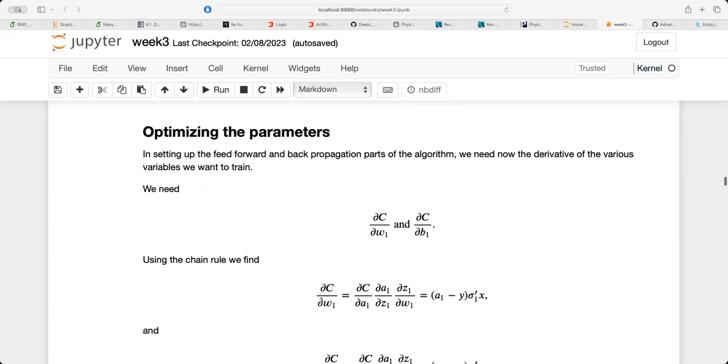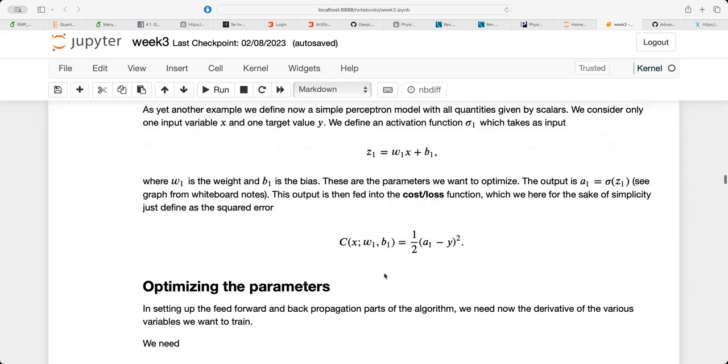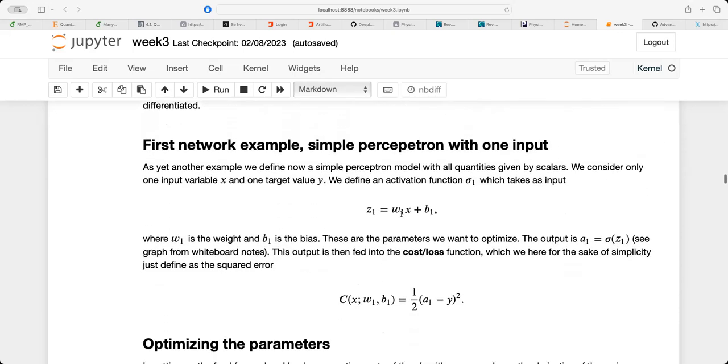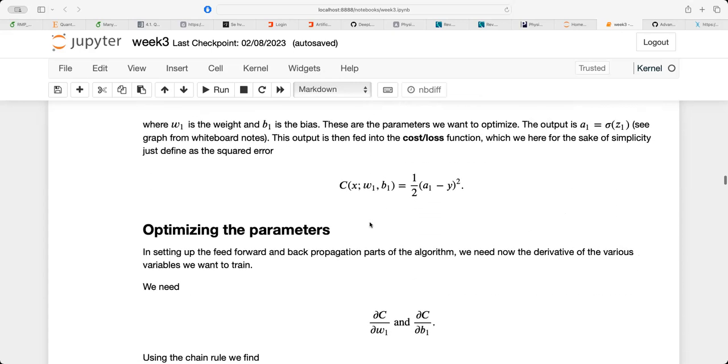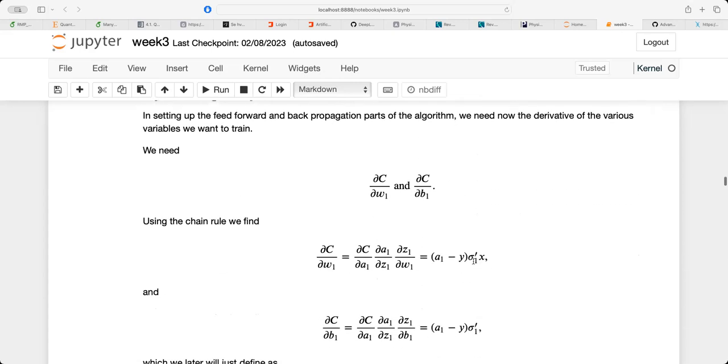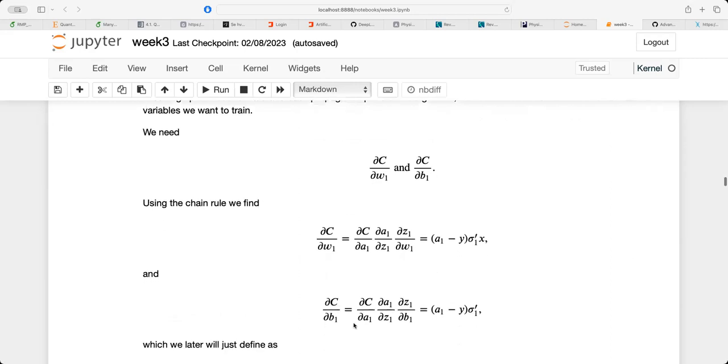And that means that I need to use the chain rule. So this is me now breaking everything down into simple operations, where I now have the derivative of the cost function, dC/da1, since da1 is actually given by the activation function, which takes z1 as input. So this is a derivative of the activation function times x, which is a derivative of that one. And then I have this derivative here.